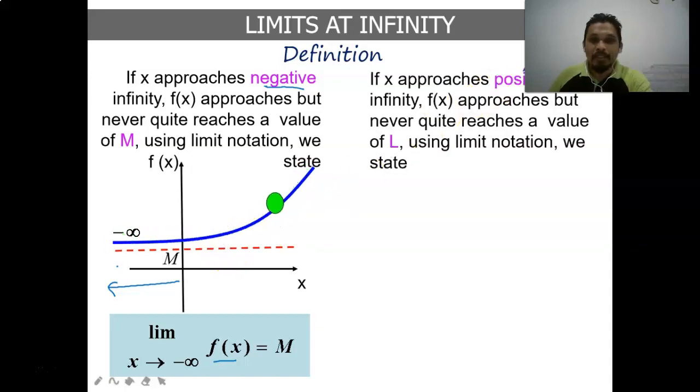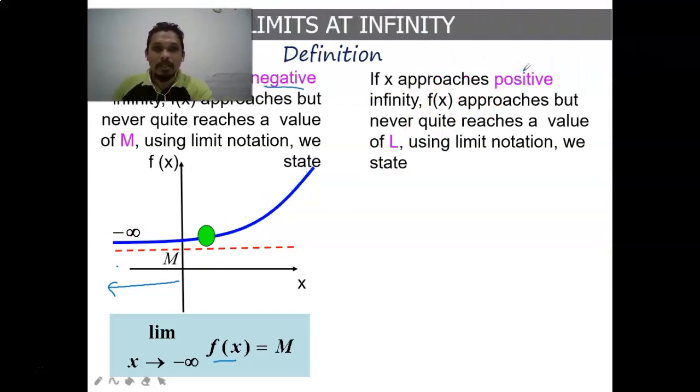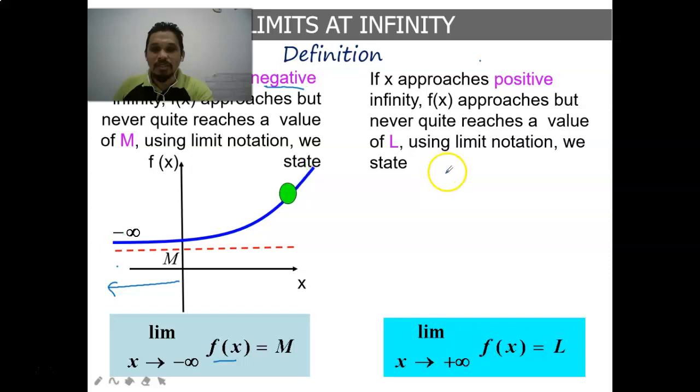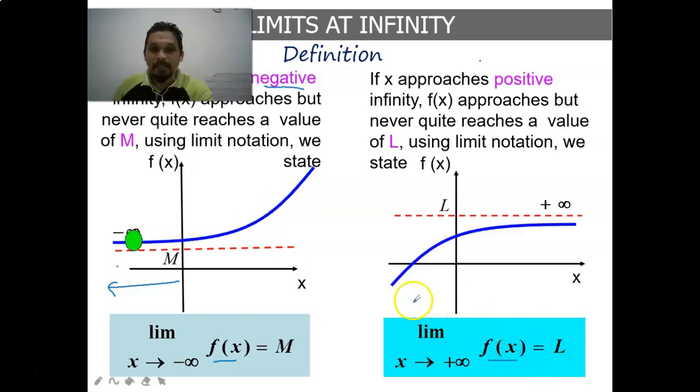Then if x approaches positive infinity, f(x) approaches but never quite reaches a value of L. Using limit notation, we state that the limit as x approaches positive infinity of f(x) equals L. Okay, so look here, the graph moves towards the value of y equals L when x approaches positive infinity.